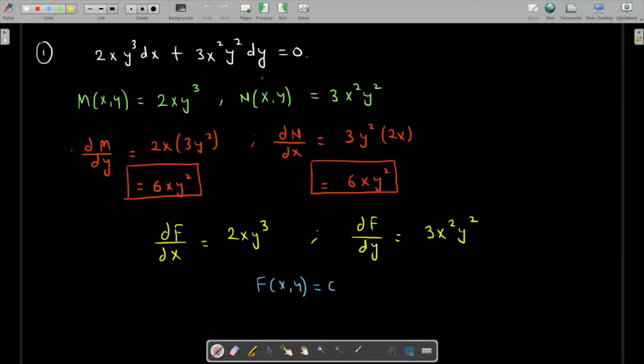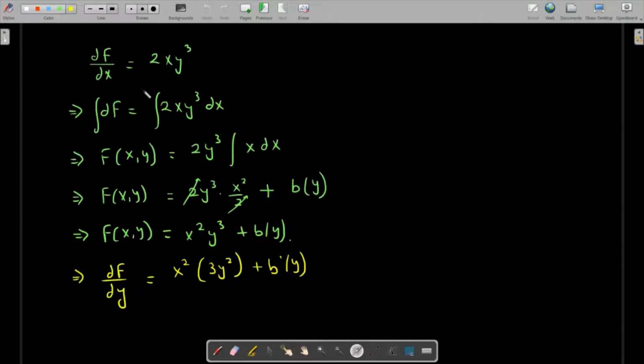And we already have an equation of df over dy over here. So we are going to compare both and get the value of b of y. So we are going to write 3x square y square plus b dash y. This should be equal to df over dy, which was on the previous page, which is 3x square y square. So these two terms get cancelled and we get the value of b dash y as 0.